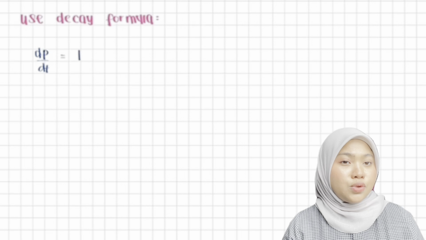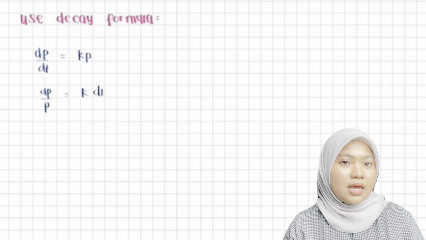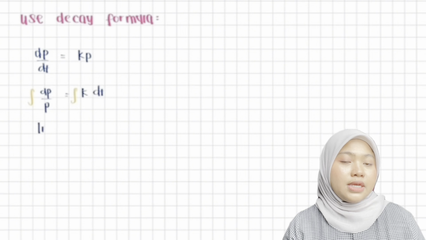Let's go. Because the yeast is decreasing, we use the decay formula to find how much the yeast decreased after 24 hours. The situation is represented by the differential equation dP/dt = kP. Next, we separate the variables so that all terms involving yeast are on one side and time is on the other side. After that, we integrate both sides of the equation.